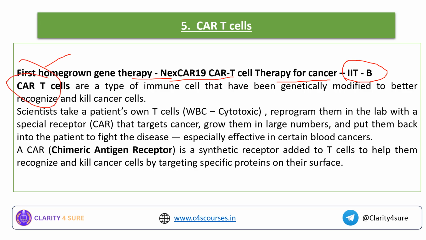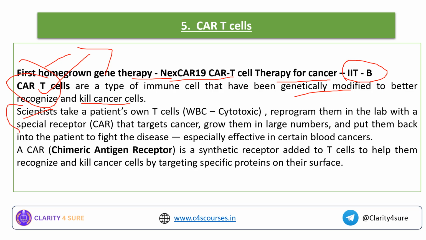See, CAR T cells are a type of immune cell that has been genetically modified to better recognize and kill cancer cells. So this is the type of immune cell that has been developed by the scientists of IIT Bombay, which has been genetically modified. What is genetically modified? A foreign gene has been inserted into this particular immune cell to act better, to recognize the cancer cells better and kill them. Okay.